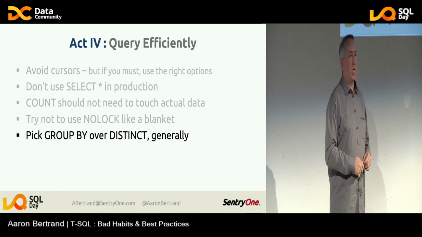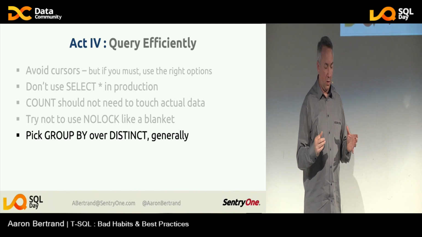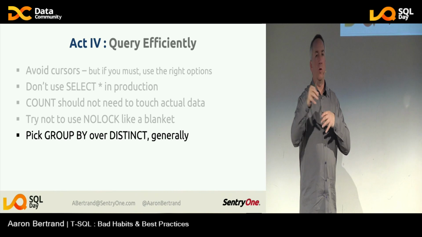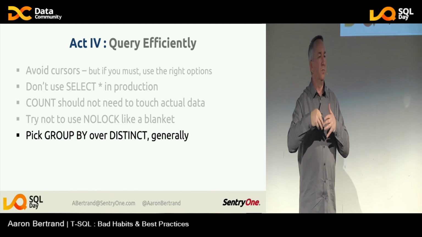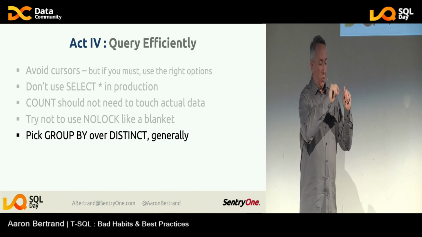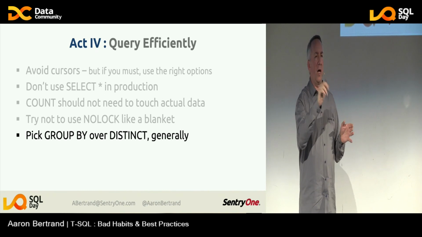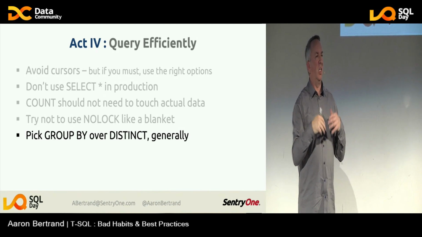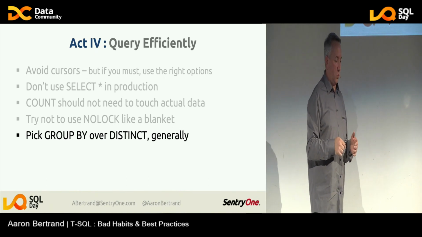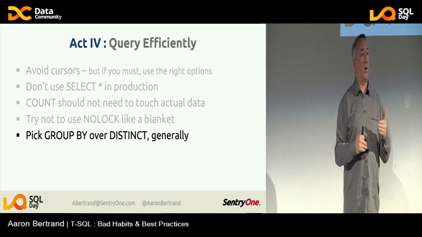Pick group by over distinct generally. So what I found in several scenarios is, if you're applying some aggregate to a column, maybe you're aggregating a string or getting a sum or whatever, and you have the group by columns. What people will do sometimes is they'll add distinct. Even without an aggregate, they'll add distinct to eliminate duplicates from a join or something like that. So if you are in a scenario where you can choose between distinct and group by, I would always err on the side of group by.